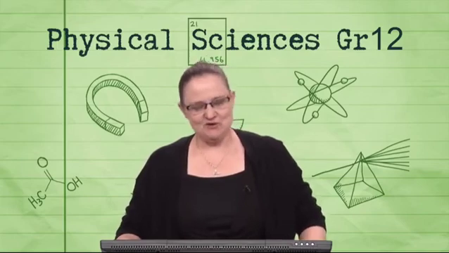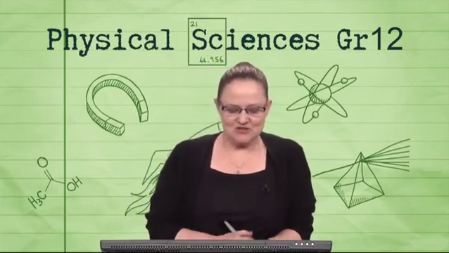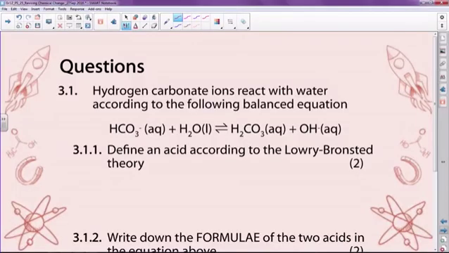All right, grade 12s. I know some of you aren't finished. I'm sorry. I just want to get through quite a bit before the end of this lesson. So first thing it says, define an acid according to the Lowry-Bronsted theory. Well, an acid is a proton donor. Okay, nice and simple, not a problem.